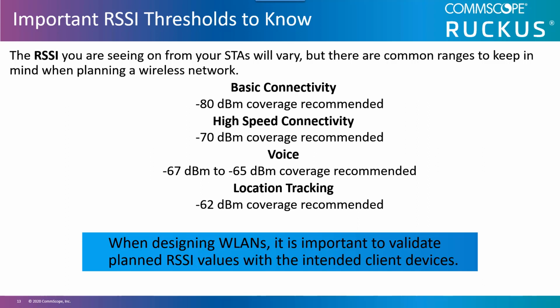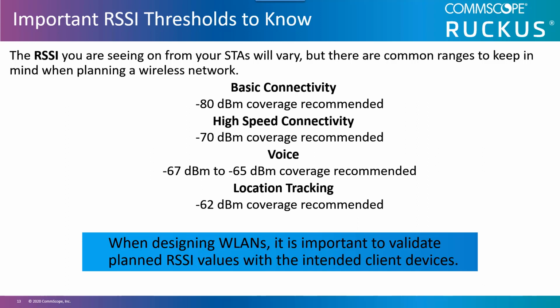Some of the most common RSSI values used in deployments are negative 80 dBm for basic connectivity, negative 70 dBm for high-speed connectivity, negative 67 to maybe negative 65 for voice, depending on the particular phones you're using, and negative 62 for location tracking. Always verify the requirements with the device manufacturer and plan your least capable devices as being in that area for coverage.